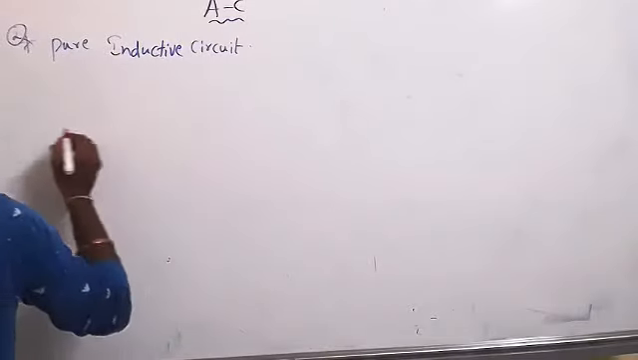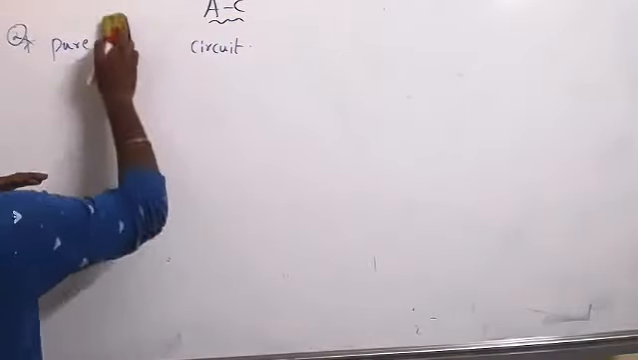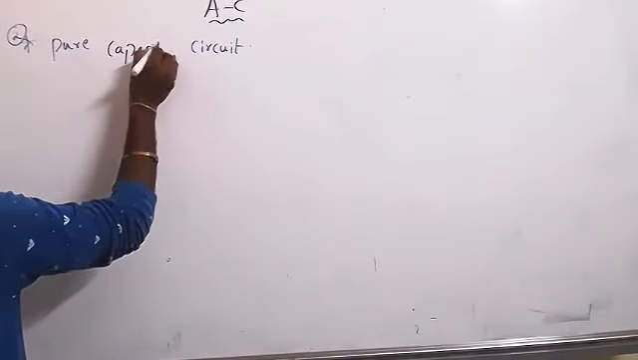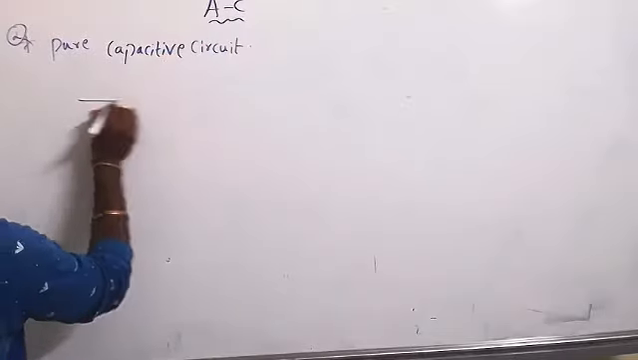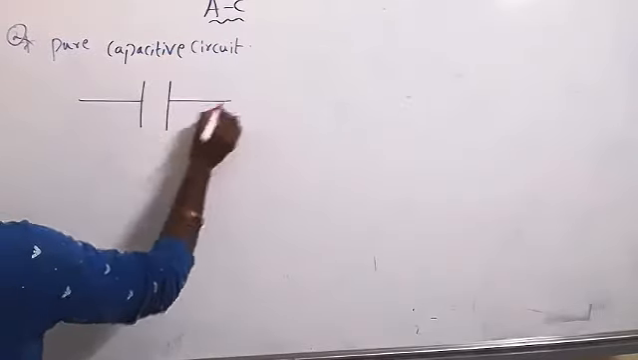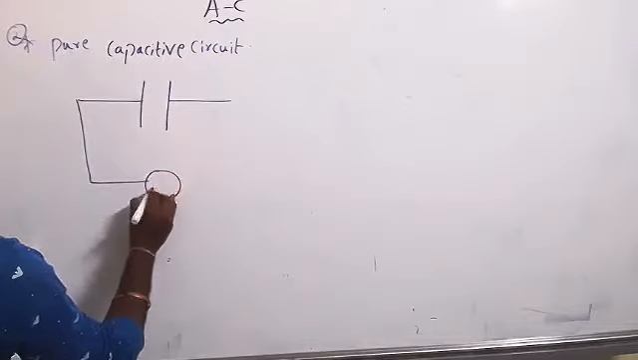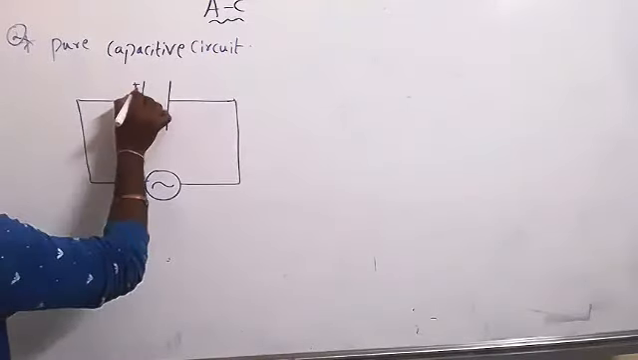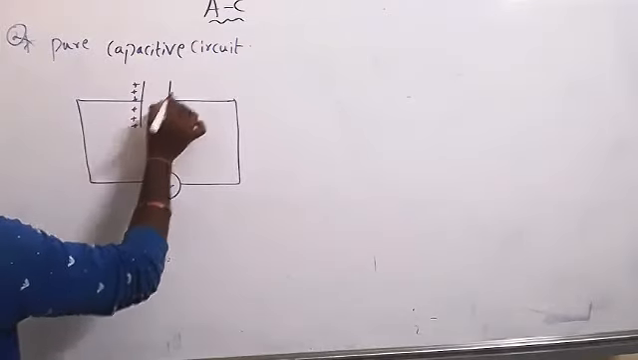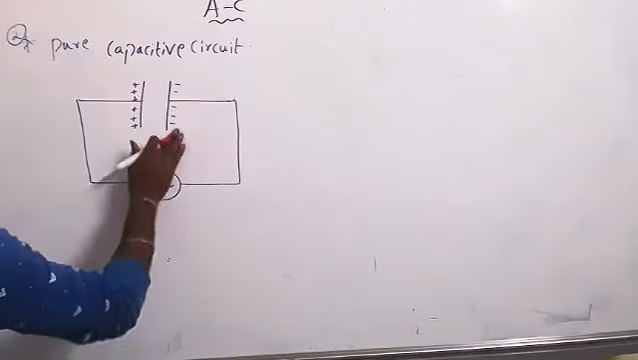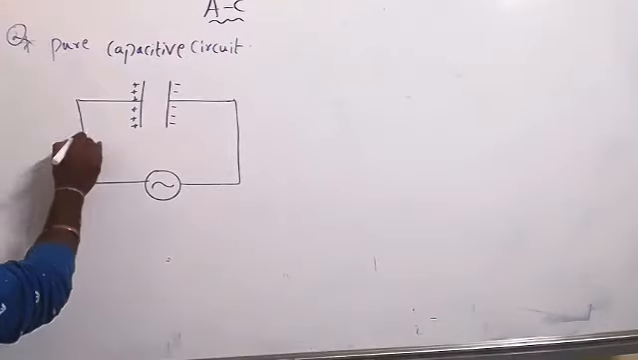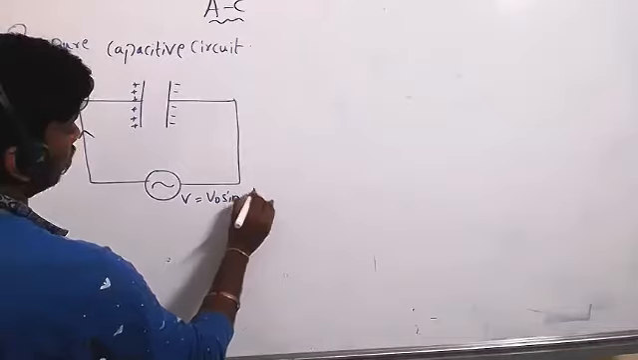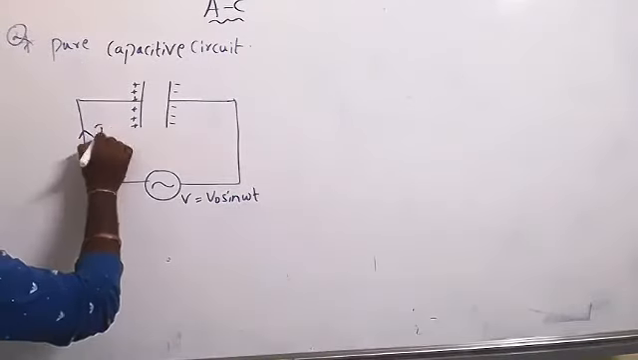Pure capacitive circuit. So one capacitor, and I give it AC, plus and minus. Current will pass through it. Again, the voltage is V equal to V naught sin omega t. AC voltage we have given. So what is the current we have to calculate?